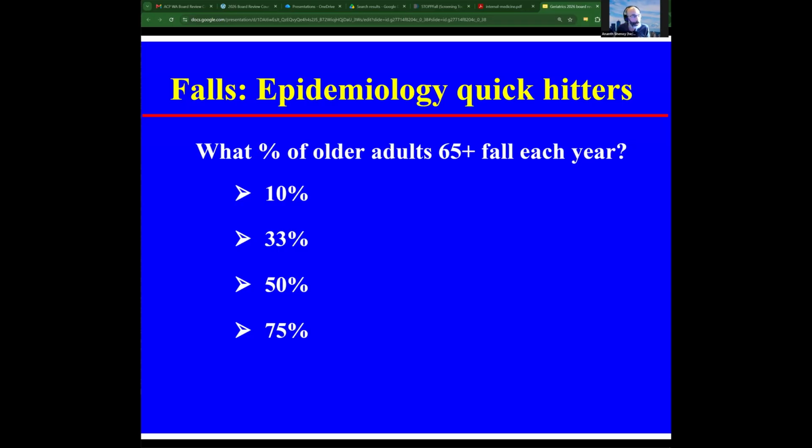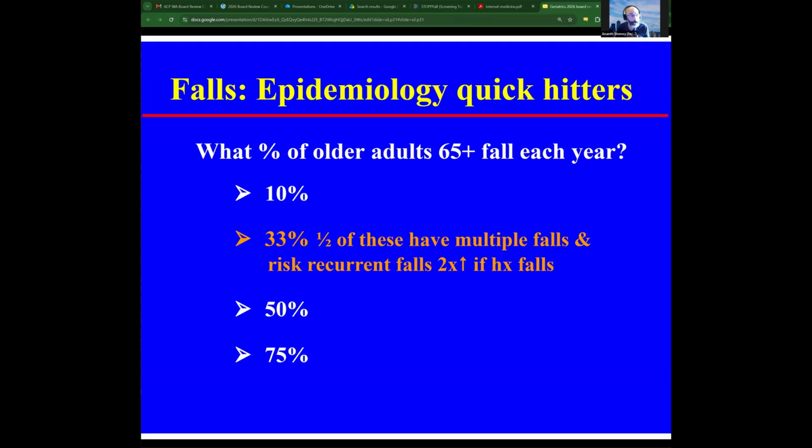All right. So it looks like we're favoring 33% versus 10%, and those of you who picked 33% are correct. And that's pretty darn common. So 1 in 3 of the patients that you're seeing who are 65 and above have had a fall in the last year. And about half of people who have had falls will have multiple falls. And of course, if you've had multiple falls, you're at risk for further falls. Those recurrent falls are telling you something about their fall risk, of course.